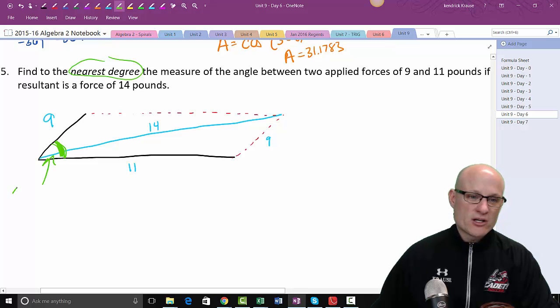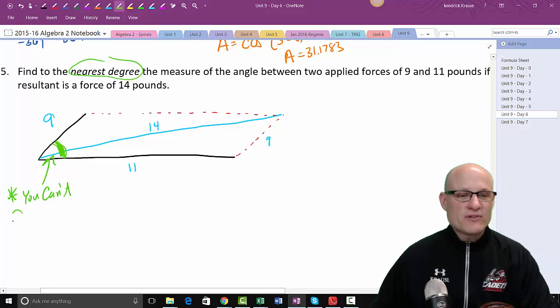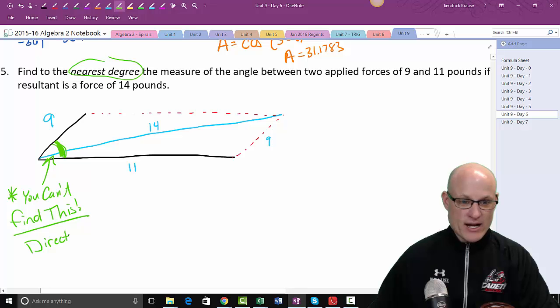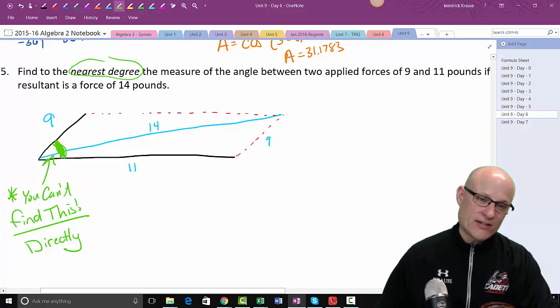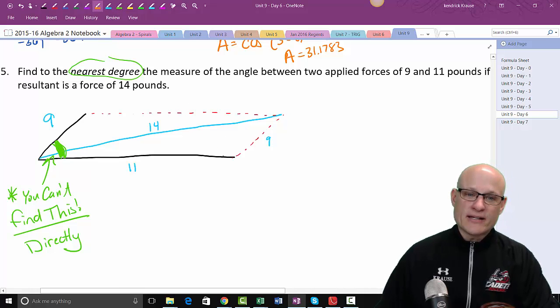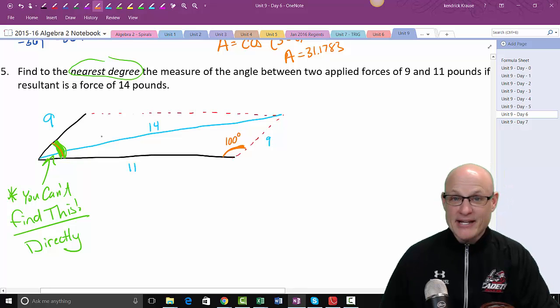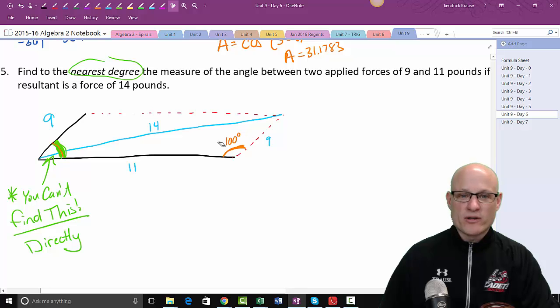Let me just tell you this. You can't find this directly. You have to find it indirectly, which means I'm not really finding this. What I really want to find is this. If I told you this was 100 degrees, you'd say, oh, then this angle here must be 80, because they have to add up to 180. But I don't know what this one is. So this is my goal. We're going to call this x, and we'll call this x.